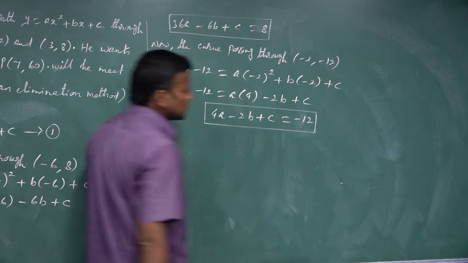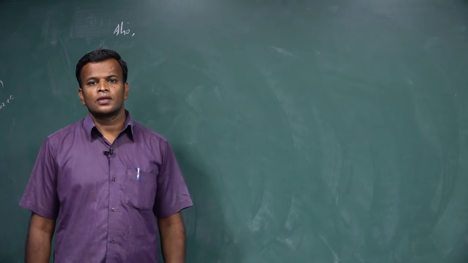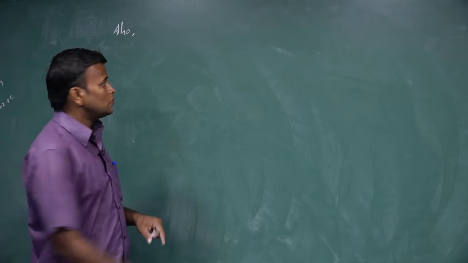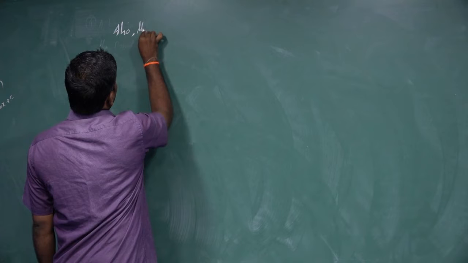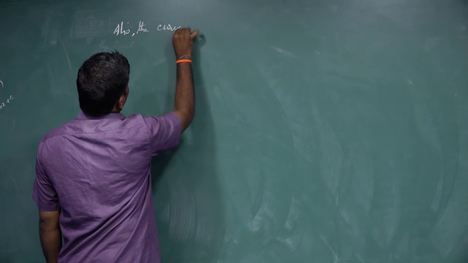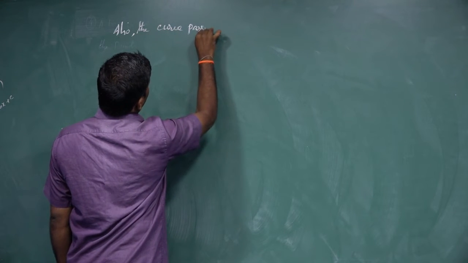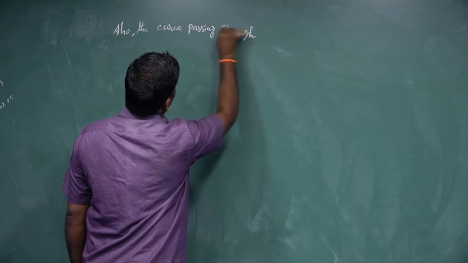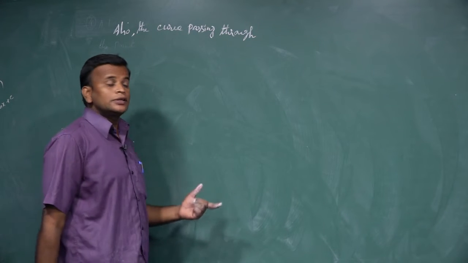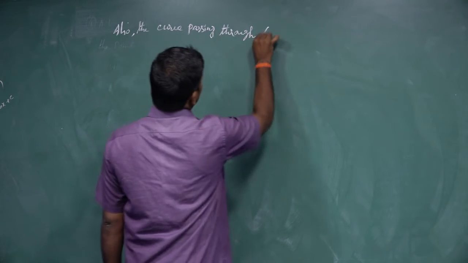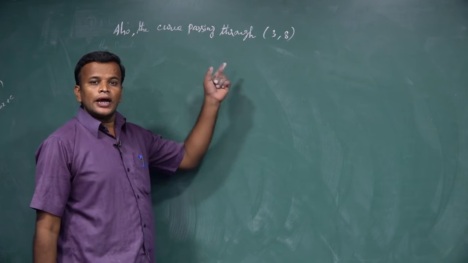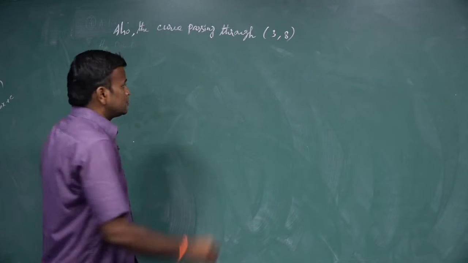Now we frame the second equation. Also, the given curve is passing through one more point, the third point. The third point is (3, 8). So we replace x by 3 and y by 8 in the given equation.